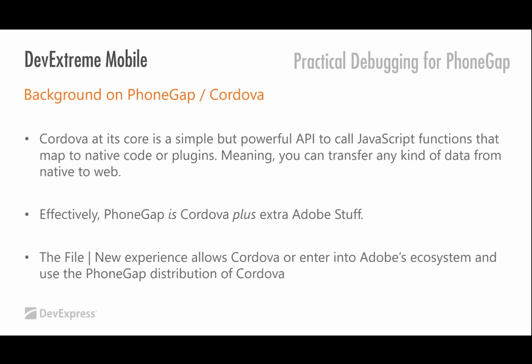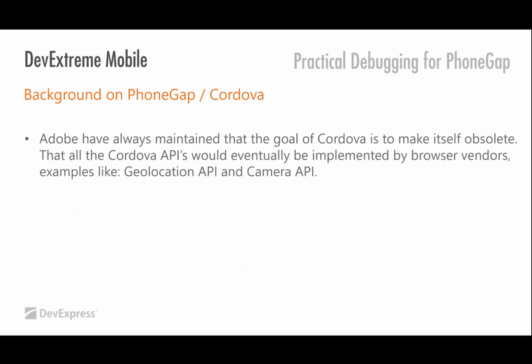Now, with the File New experience, you can just choose to use the straight Cordova APIs, or you could choose to enter into Adobe's ecosystem and use the PhoneGap distribution of Cordova. Now, Adobe have always maintained that the ultimate goal for Cordova was to make itself obsolete, in that all the different browser vendors would eventually implement the APIs so that Cordova wouldn't be required. And we're starting to see this.